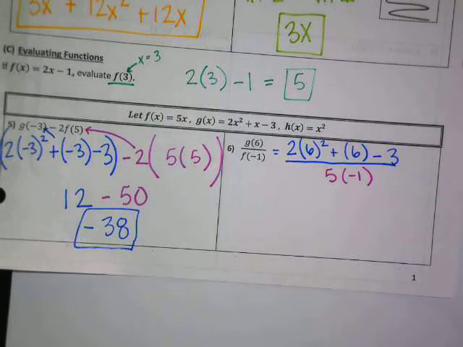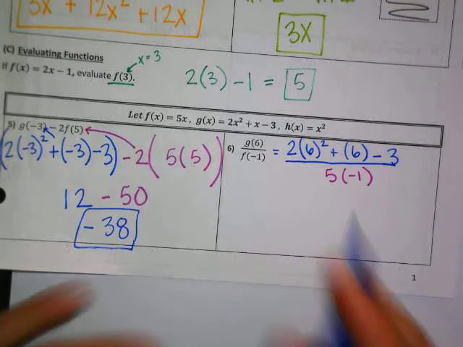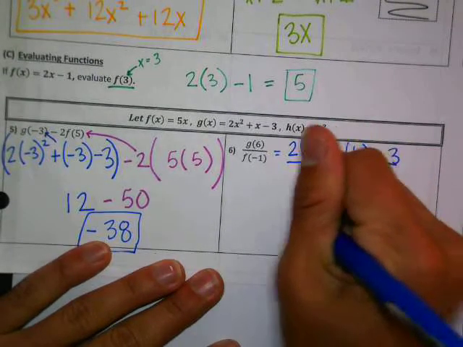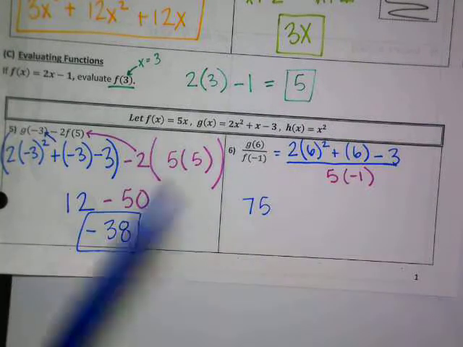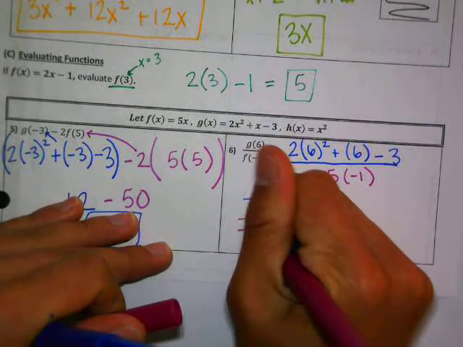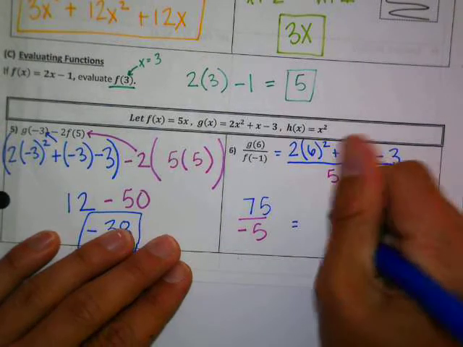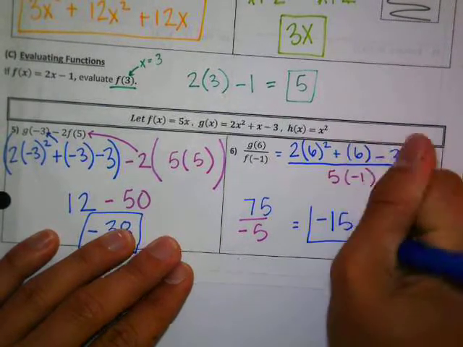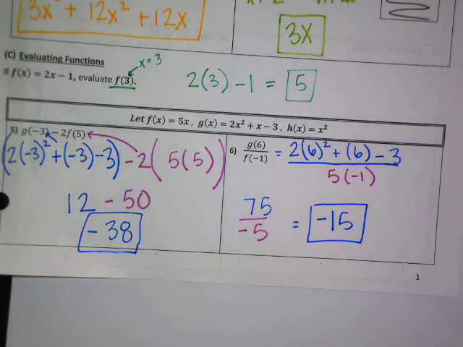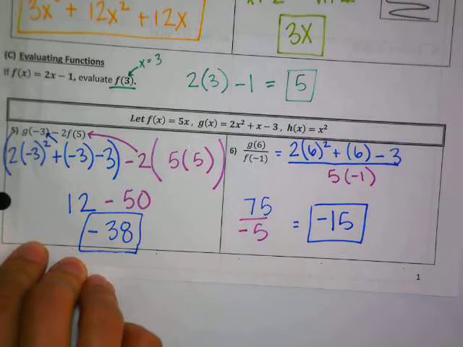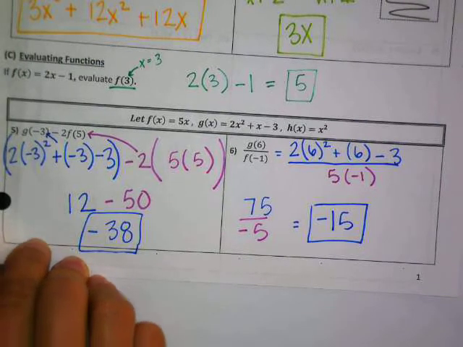And same thing, you can type it all in at once, or if you want to do it separately, you can. But on top, I should be getting 75. And on bottom, I get negative 5. So then the final answer is negative 15. All right, any questions on that? Great. Flip it over to the back. Negative 15, right? Yes.